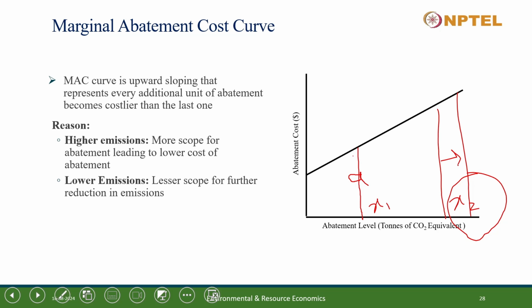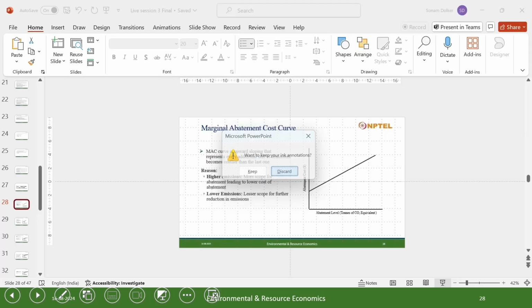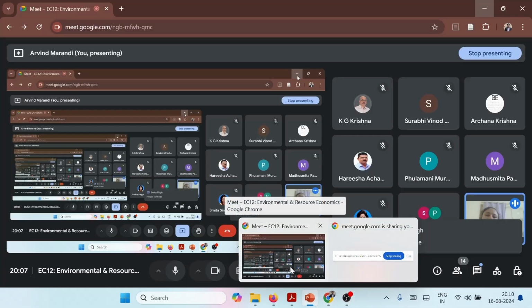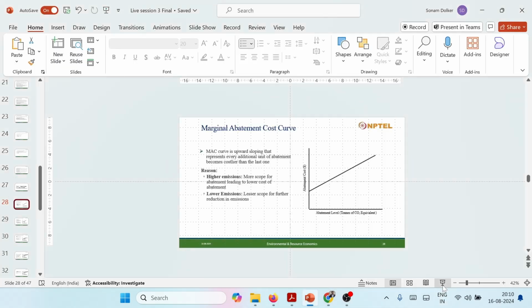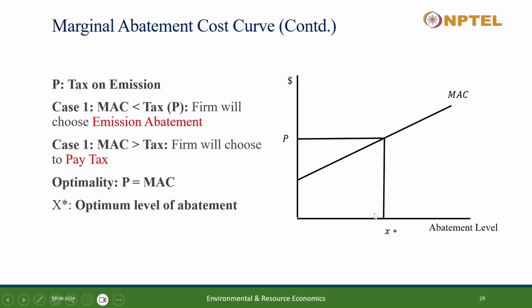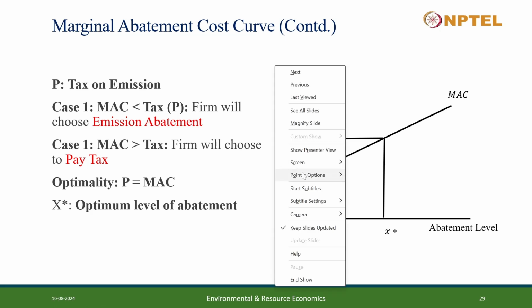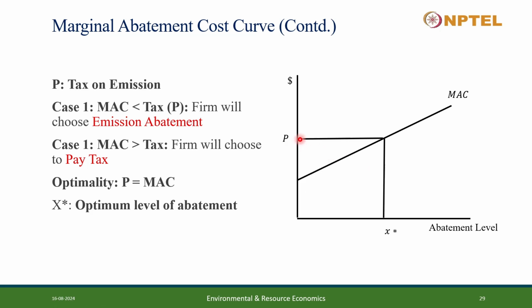Okay, now I'll move to the next slide. Let's say that I'm a regulator, and I impose a carbon tax or emission tax. If you emit, this is my tax. P is my tax, a per unit tax of P.